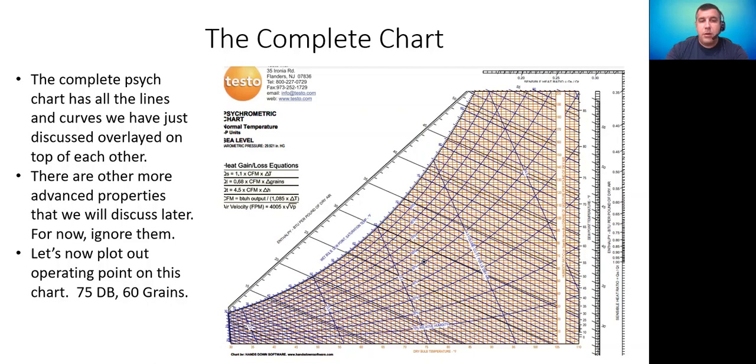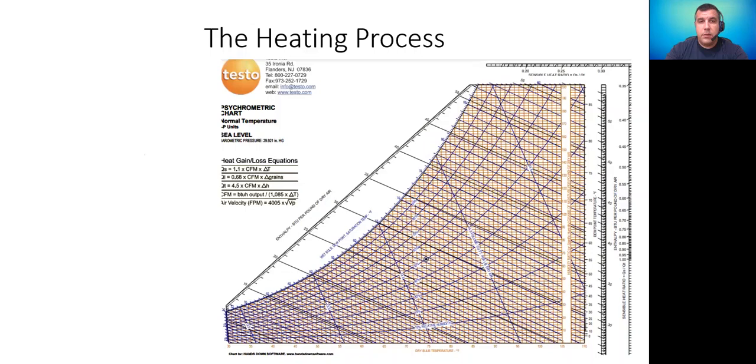Let's now plot out our operating point that we've been talking about so far. 75-degree dry bulb, 60 grains of moisture, specific humidity. Here's our 75-degree line. And here's our 60-degree line. And here's our operating point. So it's the same thing. We just are using a chart with a little bit more noise on it.